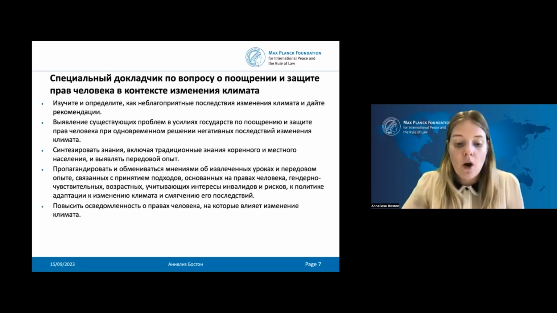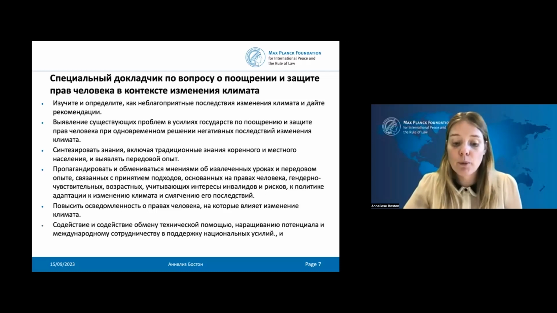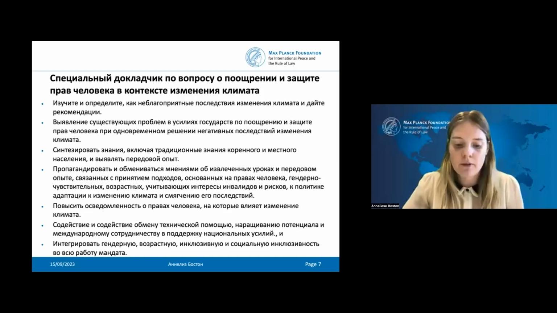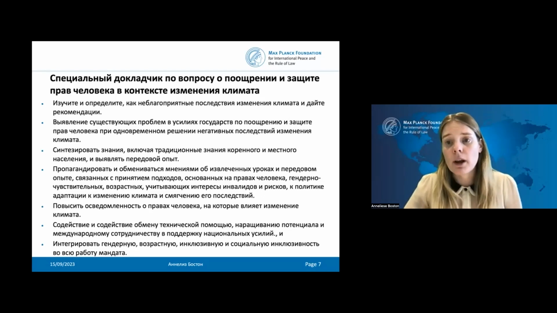to raise awareness on the human rights affected by climate change, to facilitate and contribute to the exchange of technical assistance, capacity building, and international cooperation in support of national efforts. And lastly, to integrate a gender-responsive, age-sensitive, disability-inclusive, and social inclusion perspective throughout the work of the mandate. So this is a new mandate and really highlights that the United Nations is taking the right to a healthy environment and the impacts of climate change very seriously.